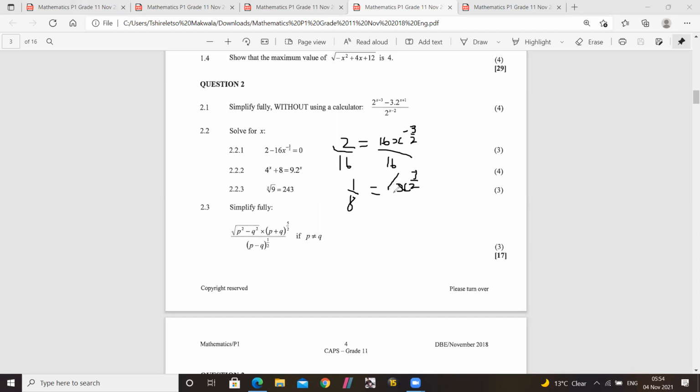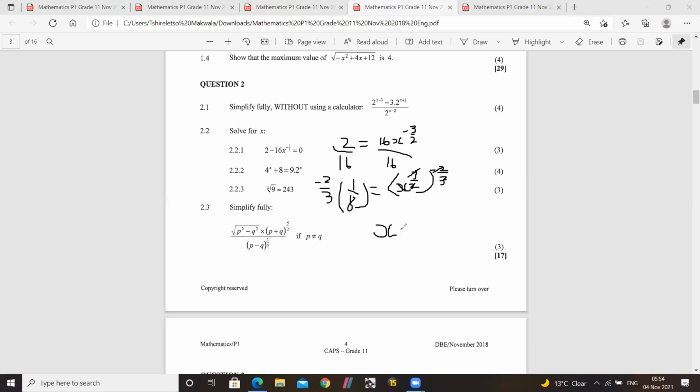So here, how do we continue? We want x, right? So we want to take out this exponent. So we multiply with the inverse of this exponent, so that it cancels out. So we're going to multiply it with the power of negative 2 over 3. So this will cancel out this, and this will cancel out this. So x is equal to that.